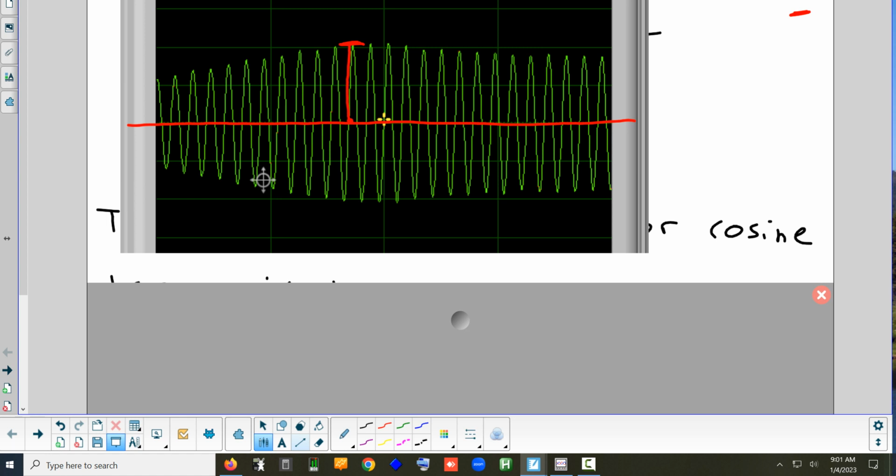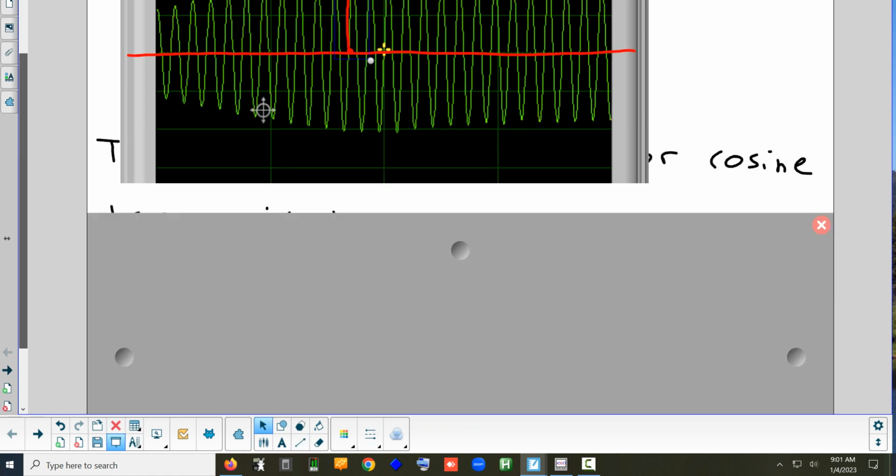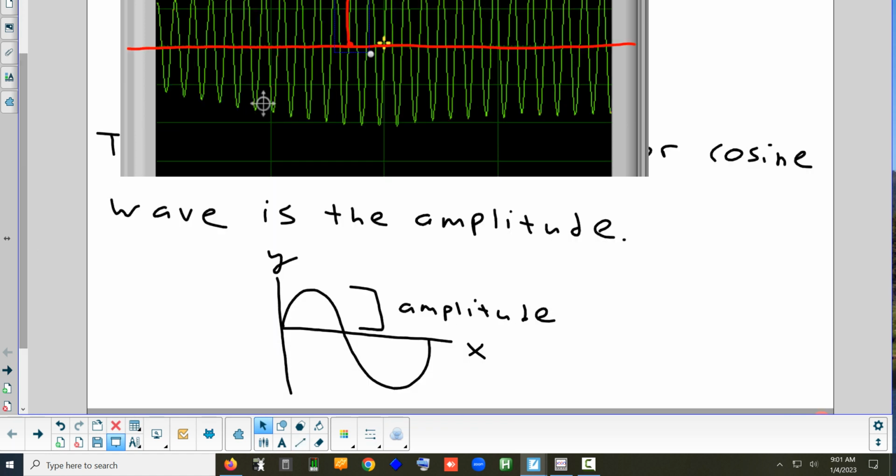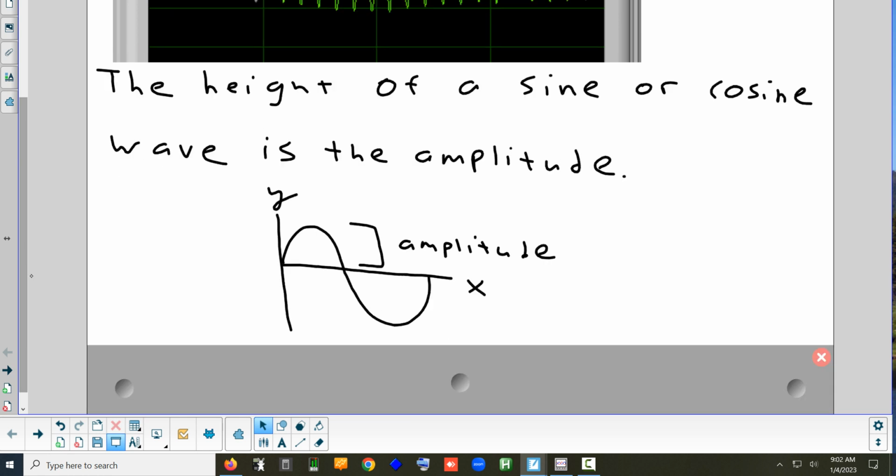But that height from the center of the wave to the top of the wave, that is called the amplitude. So it measures the distance from the center to the peak, and it is symmetrical from the center to the low point. Okay, so the amplitude is measuring a distance.